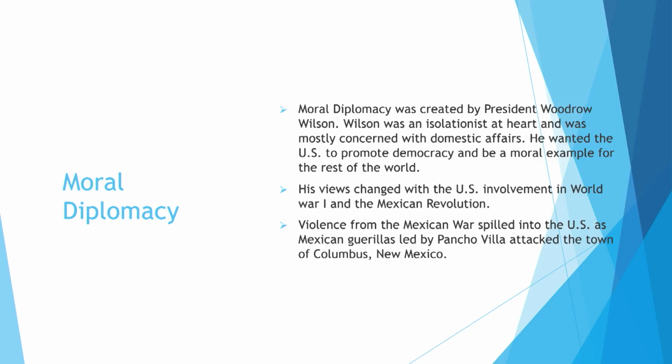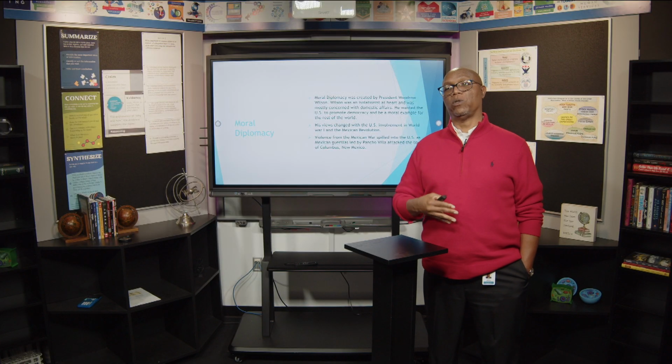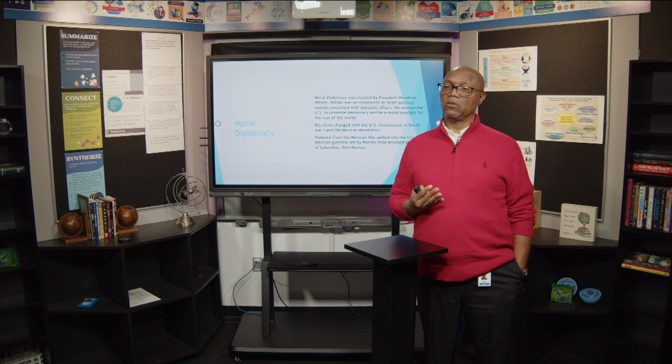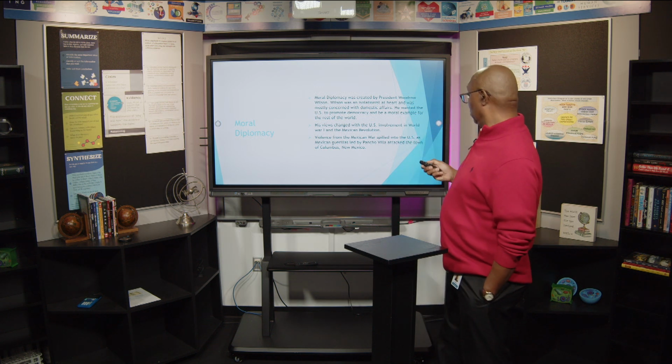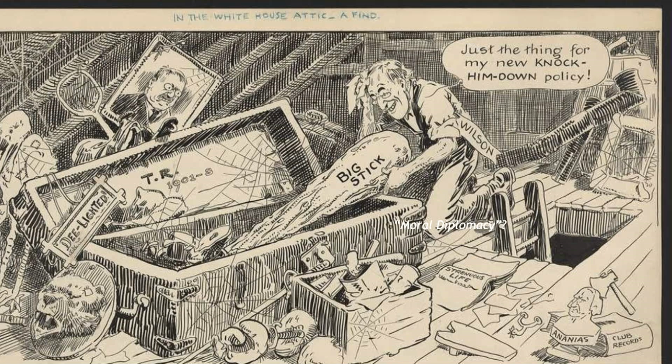Violence from the Mexican War spilled into the United States as Mexican guerrillas led by Pancho Villa attacked the town of Columbus in New Mexico. Because of these two instances, rather than being able to concentrate on domestic affairs, which is what he wanted to do, he couldn't, because foreign affairs pulled him into it. Here's a picture of Woodrow Wilson. This is just the thing for my new knock 'em down policy.